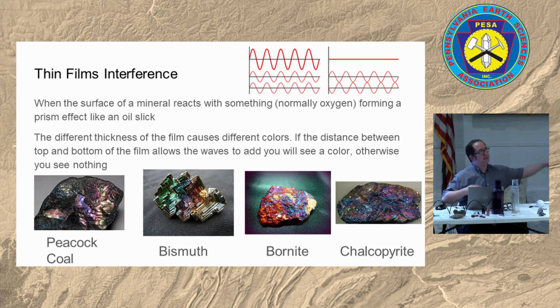So what's going on is the light is entering the film, it's bouncing off, and the thickness of the film allows the waves to hit each other and add, creating the color. And the different thickness of the film allows you to see different colors. So if the thickness of the film is wrong or it's not transparent, you won't see it. So yeah, generally these are very, very thin. It can be down to a couple atoms thick.